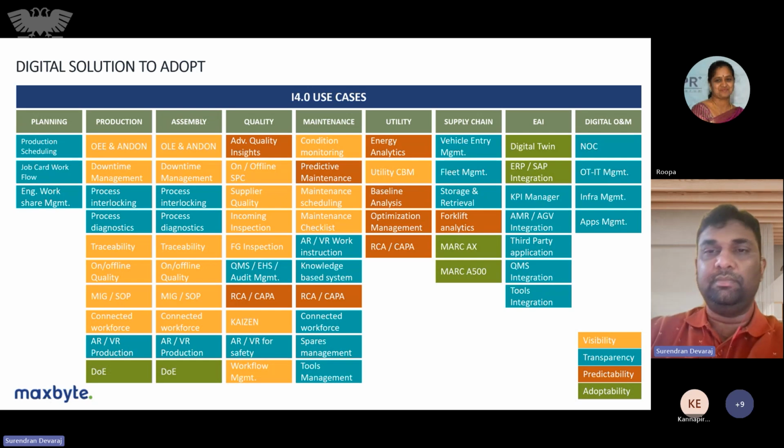Even our supply chain, our material handling equipment like forklifts, BOPTs, how those systems can be brought in. Again, as I said, how various other enterprise applications can be integrated, and digital twins can be brought in. And once all these systems are implemented, how this infrastructure can be managed, how the application can be managed, that is mainly the digital operation maintenance. So there are various use cases, and multiple use cases can be implemented across this shop floor digitization.